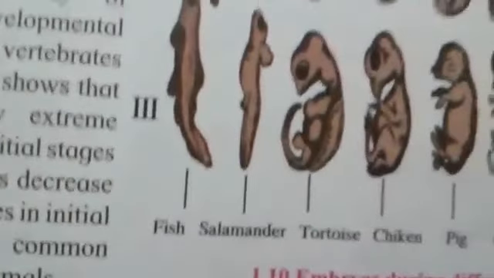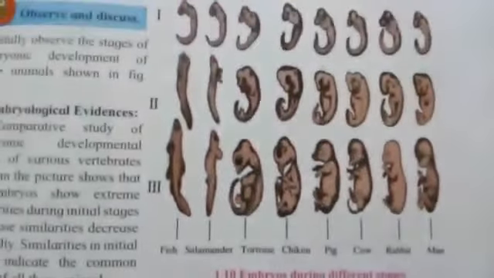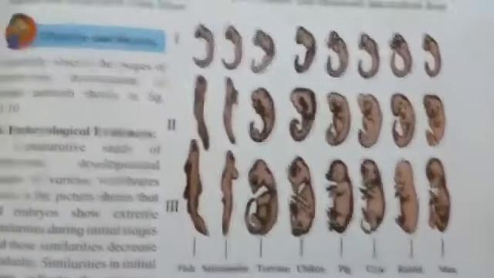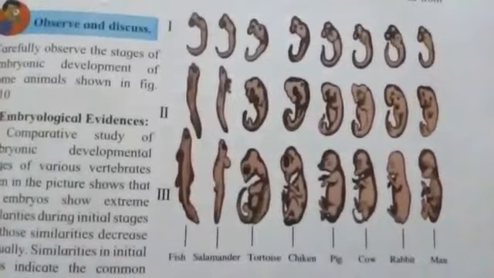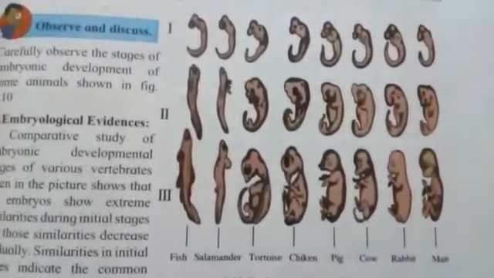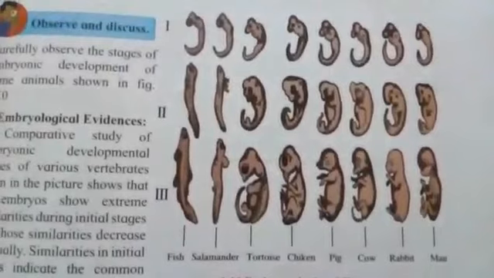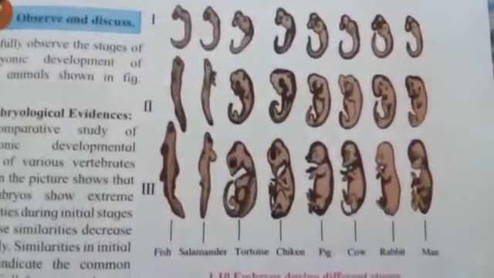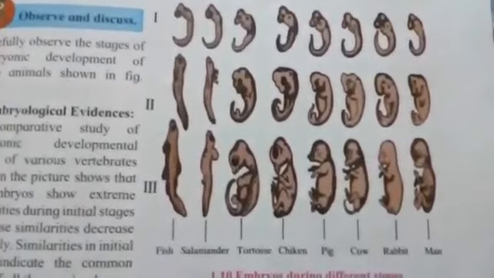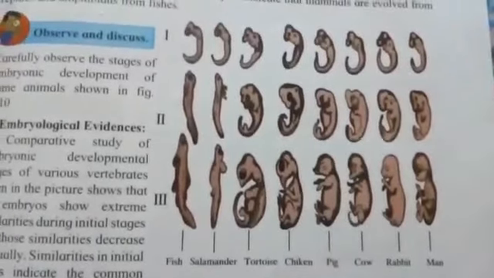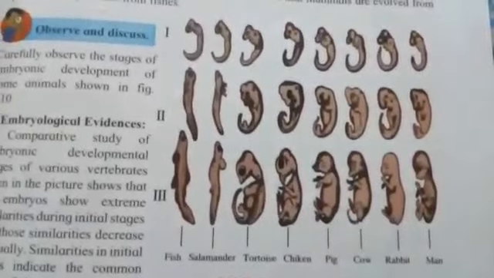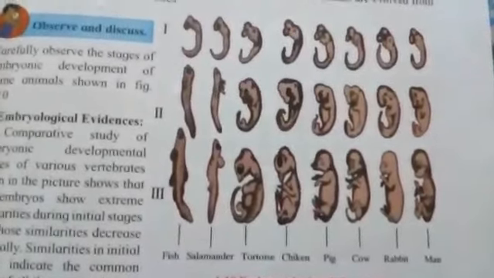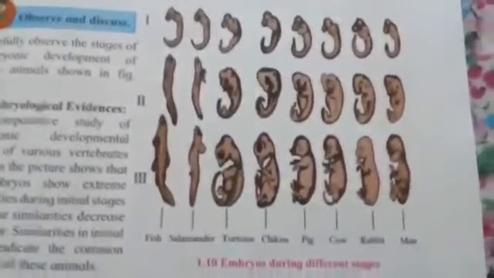Then here is the embryological evidence. You can see the embryos of all these animals. This is a fish, salamander, tortoise, chicken, pig, cow, rabbit, man, and you can see the first stage. The first embryological stage of all these organisms is so similar, you can see, and then gradually it changes to fish, salamander, tortoise, but the first embryological stage is so similar that you cannot easily find any difference. So this also shows that there can be a common ancestry.